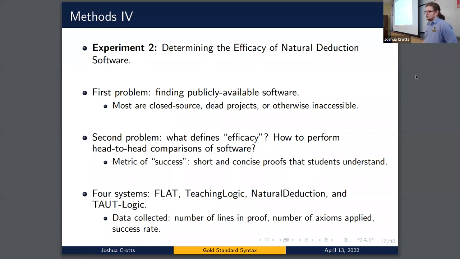So what did we collect? We collected the number of lines in each proof, and we'll give a little more information about the actual proofs in a minute. We also collected the number of axioms used for a particular proof. If a system had 6 rules in its base set of axioms and it used 3, we would record that. And also whether or not it actually succeeded, so whether it was able to solve the proof or not.